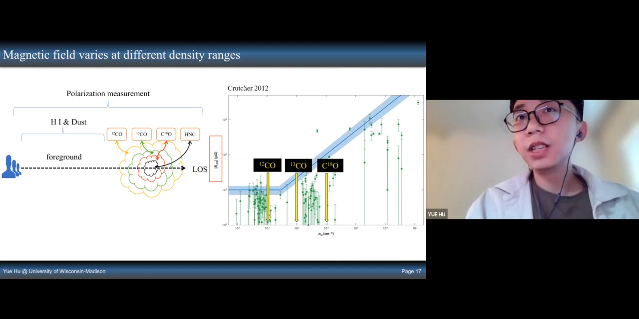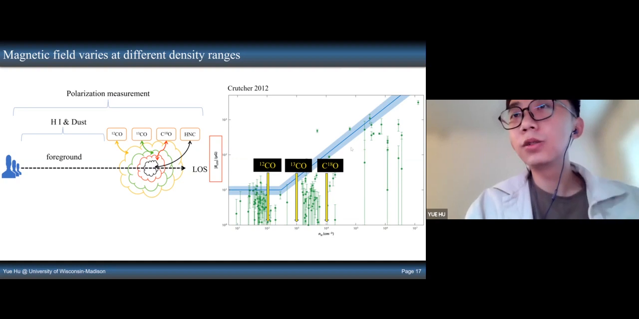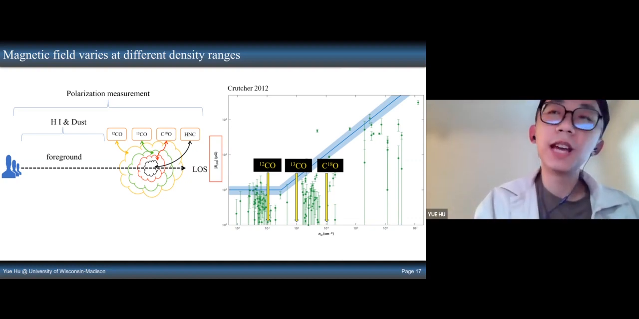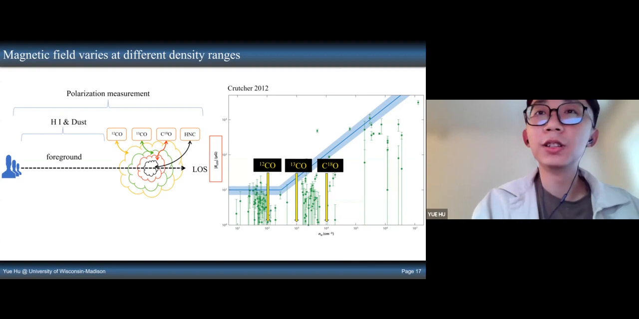However, the Zeeman splitting by Crutcher in 2012 shows the magnetic field is actually well correlated with the volume density. When the volume density is larger than 10 to the power 3, the magnetic field strength increases significantly, correlated with volume density. Therefore, in order to fully understand star formation or the molecular cloud, we need to separate the magnetic field in different volume density ranges. But that cannot be done by polarization, because, as I mentioned, it's an integrated measurement.